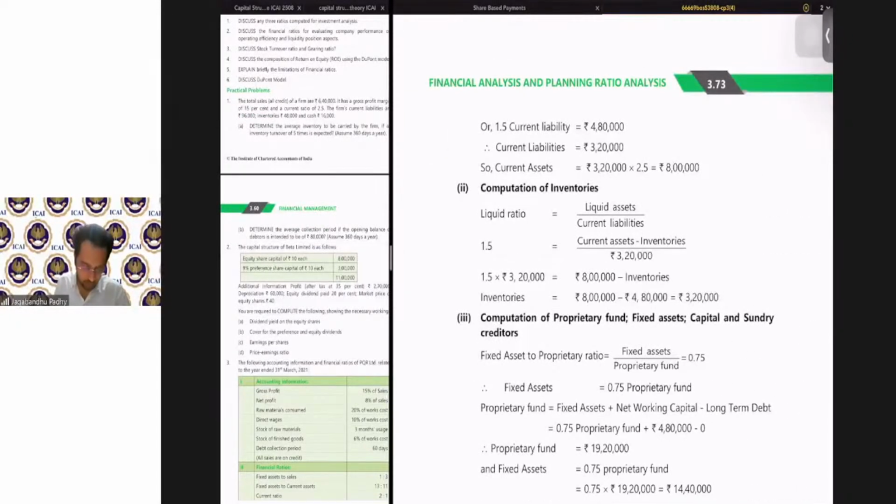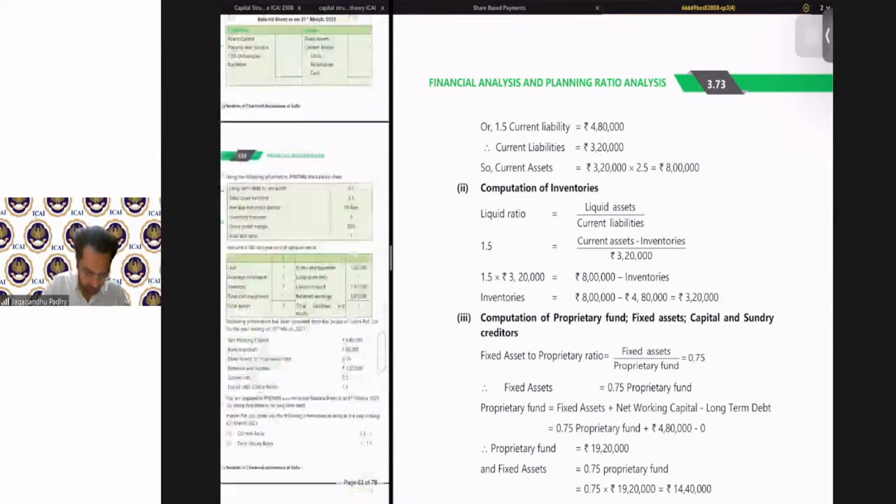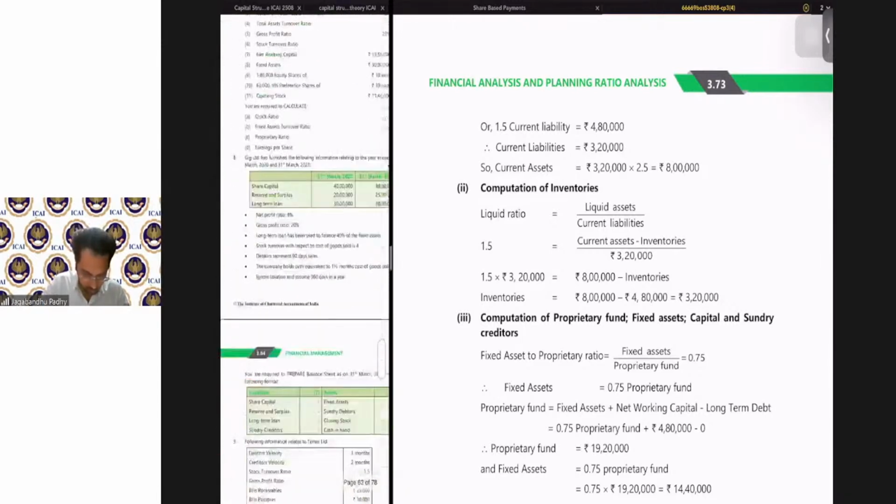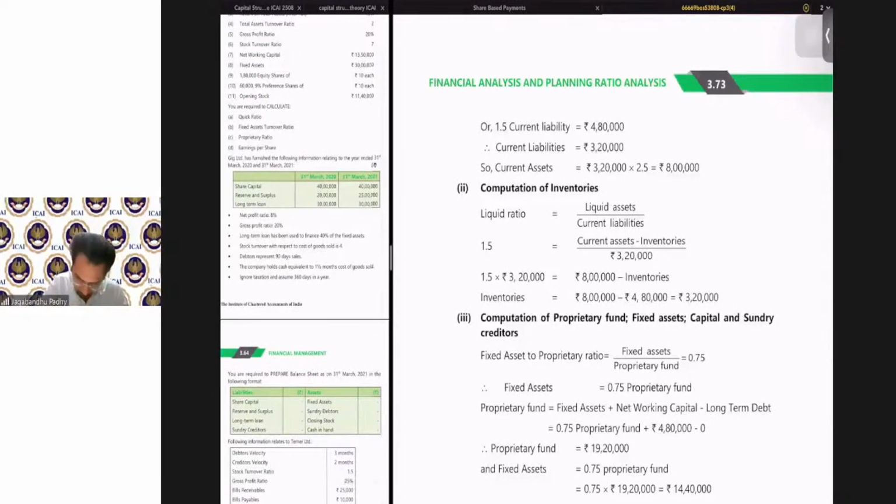Can I take sales for calculating fixed assets? I think you're talking of question 8. How can you take sales to compute fixed assets? There is no information for fixed assets, and no ratio is given for sales. It's clearly stated that a long-term loan is to be used. Long-term loan is 40% of fixed assets. That is what the question is saying. So you cannot use sales anyway.